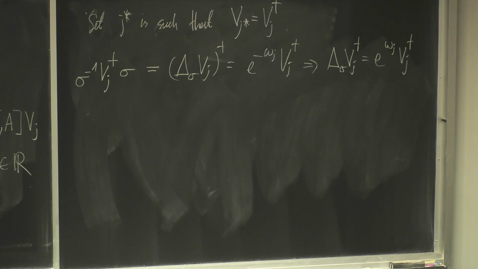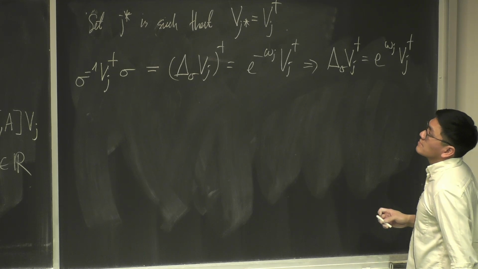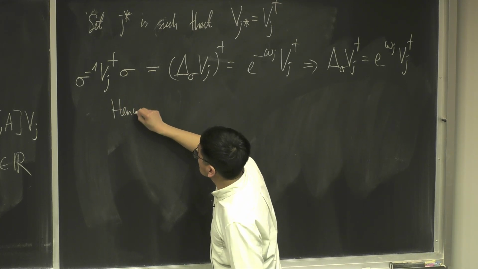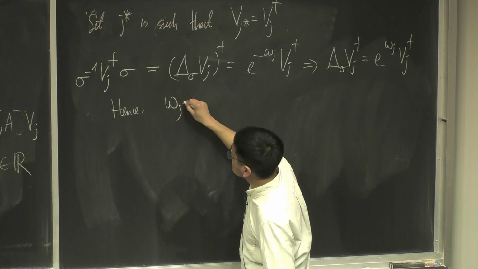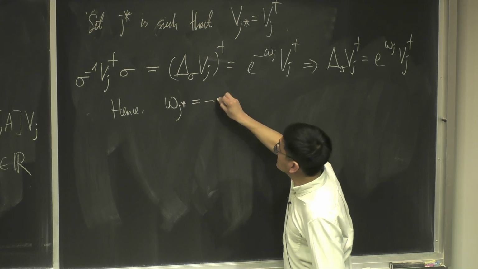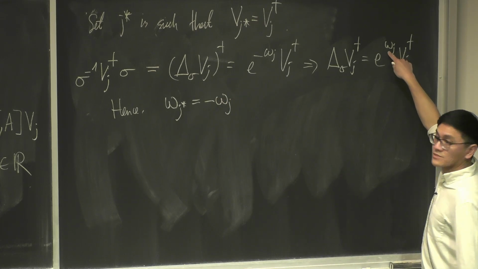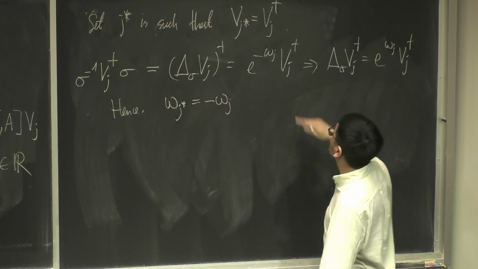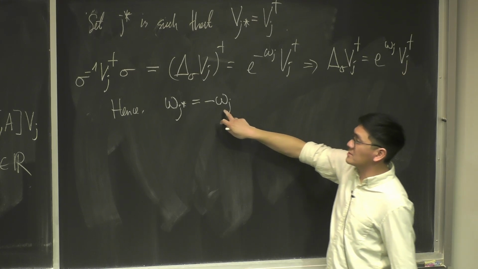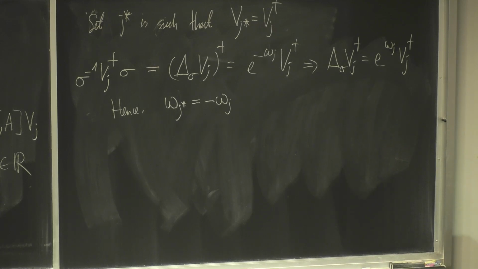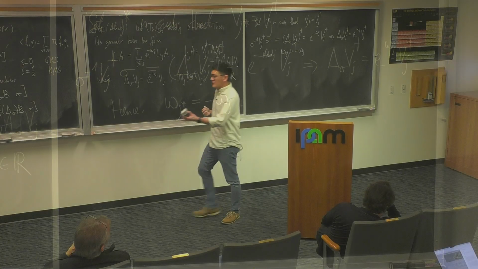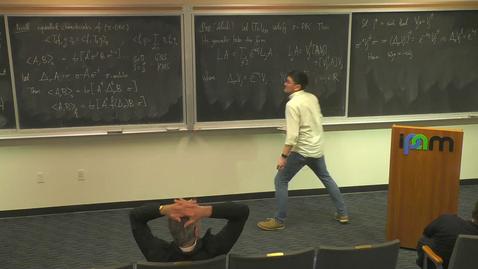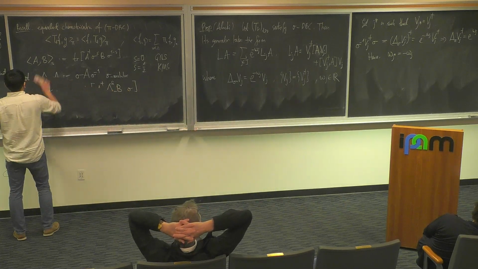Because of this, hence, omega j star is going to be minus omega j. Because here I have omega j, but because of this equality, I get that this is true. This is useful because this is where we're going to see how this structure becomes a gradient flow structure.